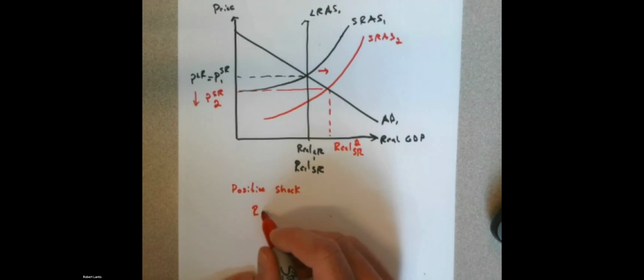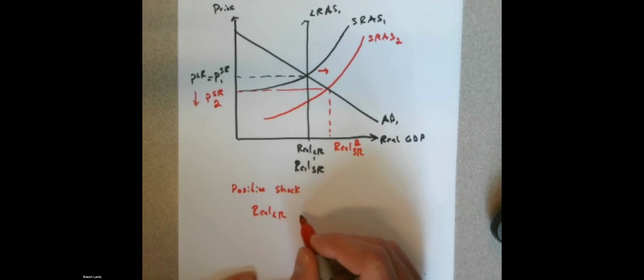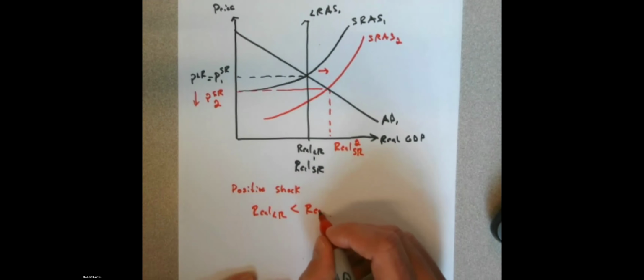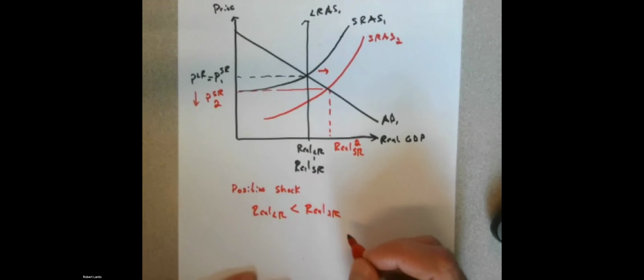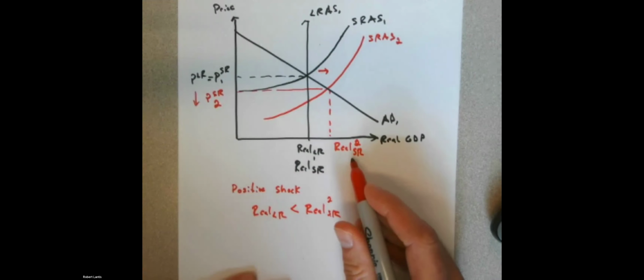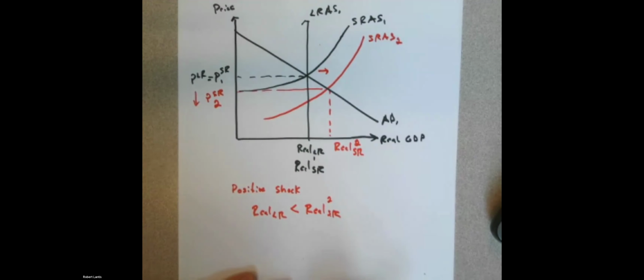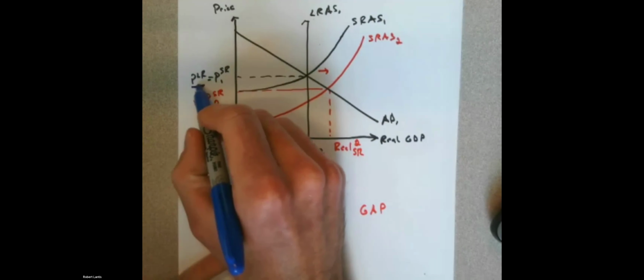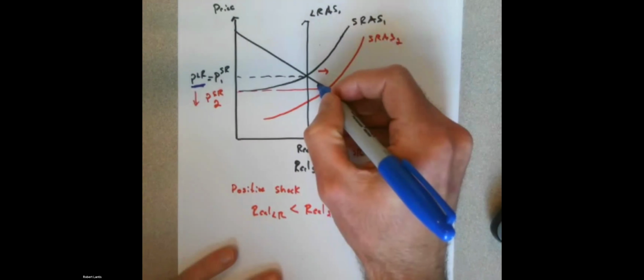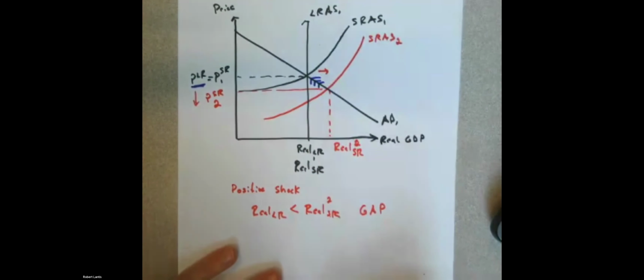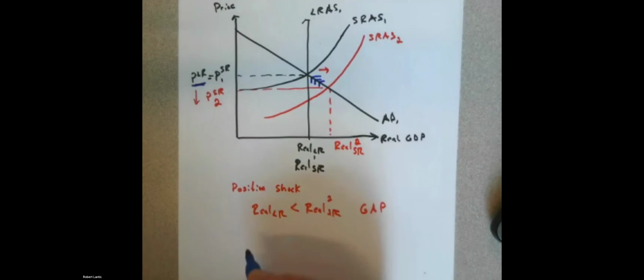So in this case, our long run real GDP is actually less than our new short run real GDP. And if it helps here, I'm comparing it to that new short run real GDP. So we've got a gap, but what's causing this gap? Well, in the long run, where do I know prices will return? Where long run aggregate supply is equal to aggregate demand. So we know price levels are going to get back to this point. So from the current price, we know prices are going to increase.